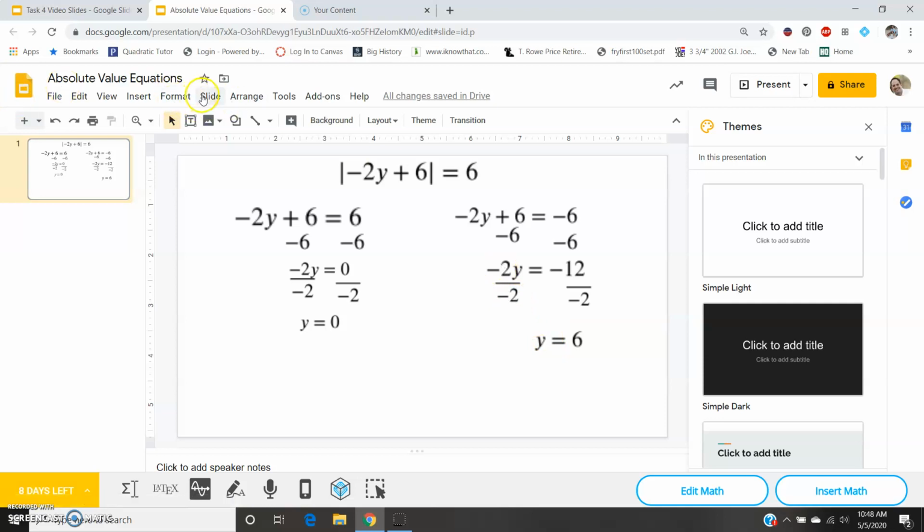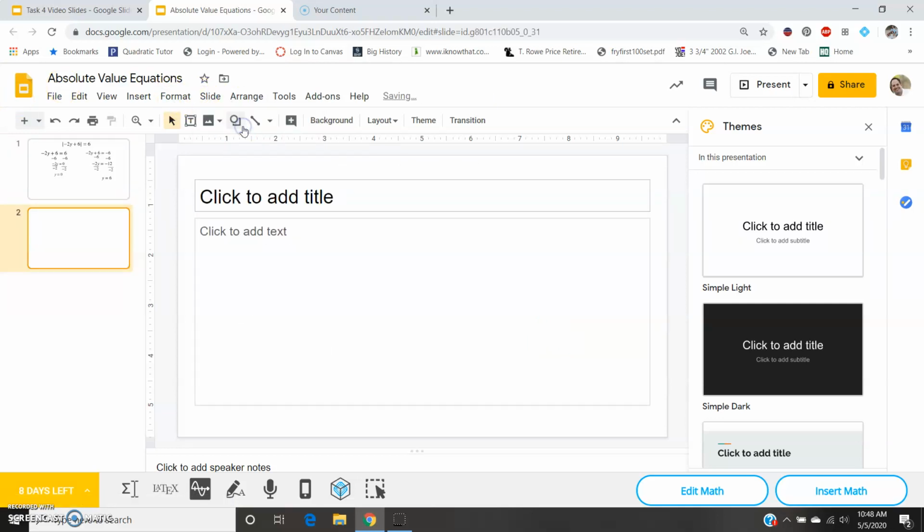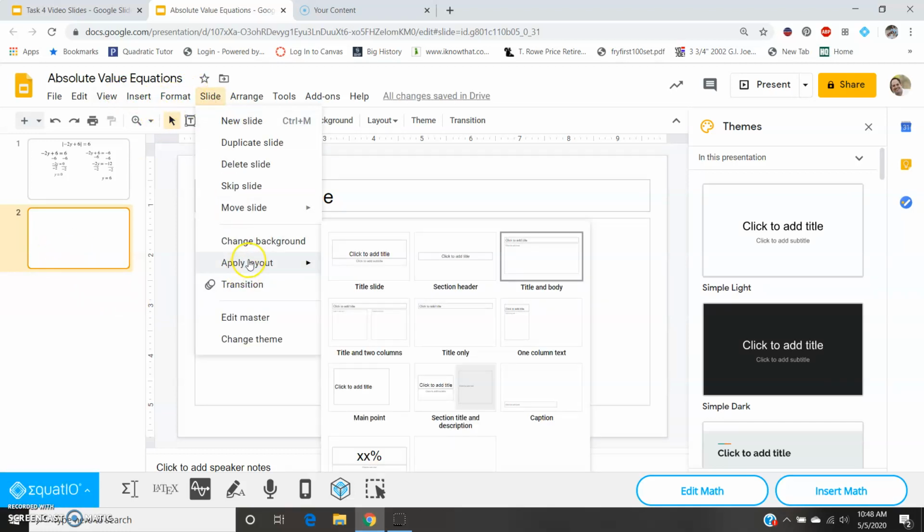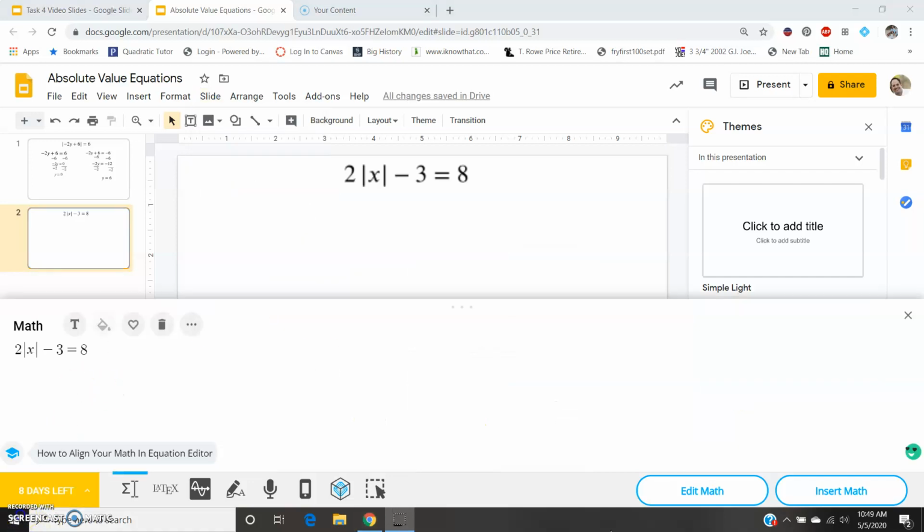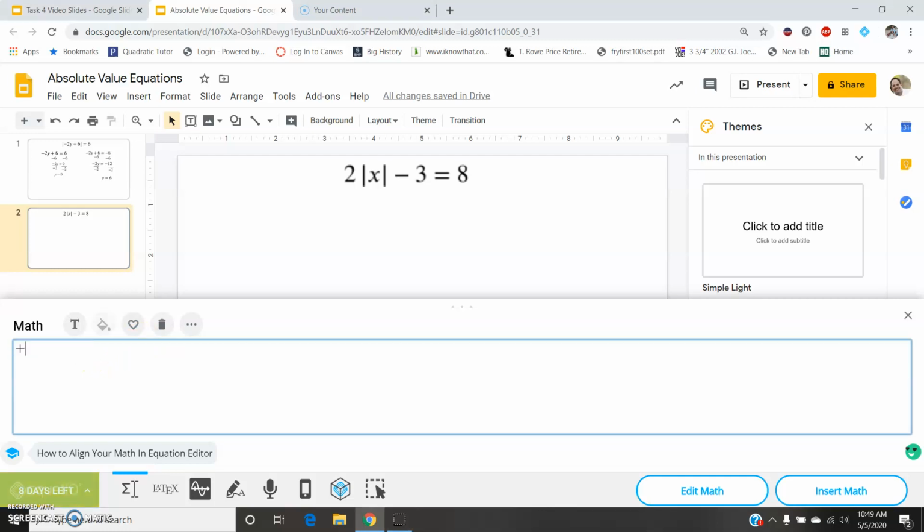So I'm going to add a slide here, and we're going to make it blank again. And then the other piece of this puzzle for the second problem, it's similar, but we're going to do the algebra work up front here, where we're going to move this 3 over, we're going to divide both sides by 2, and then we're going to make our two equations. And once you make your two equations, you'll be done because you're going to have x equals whatever those results are. So let's get started. The first step is going to be to add 3 to both sides. So we're going to do that.